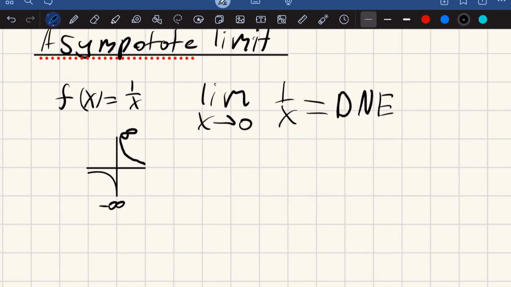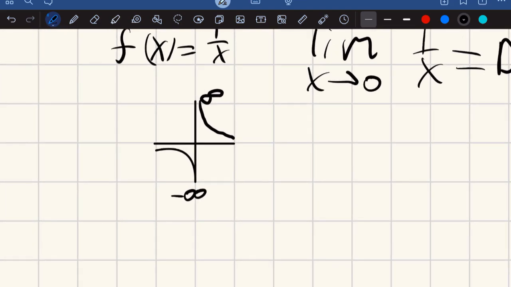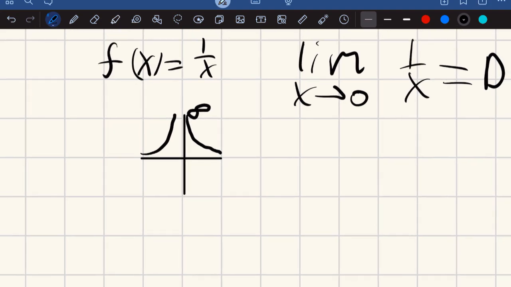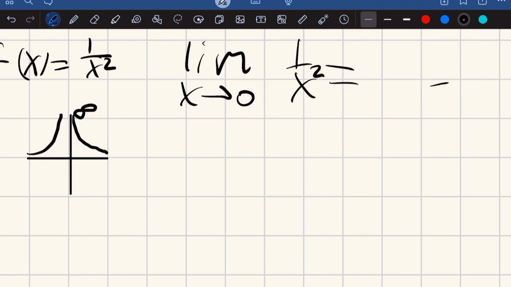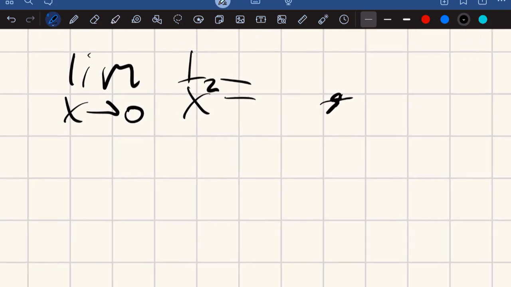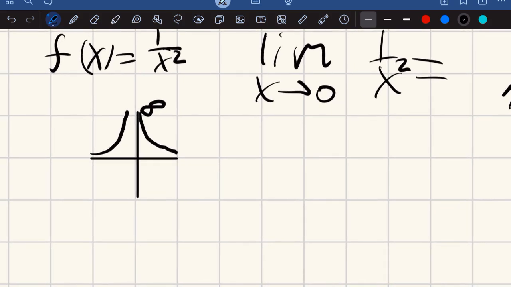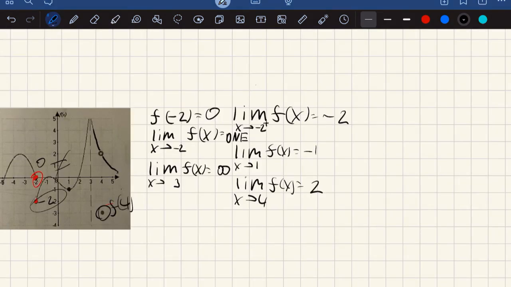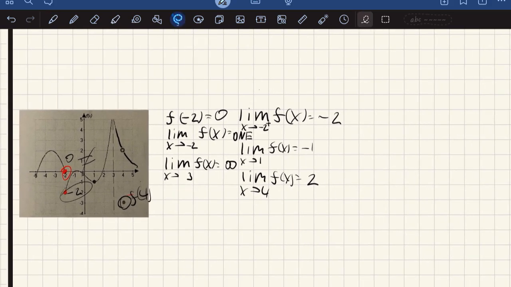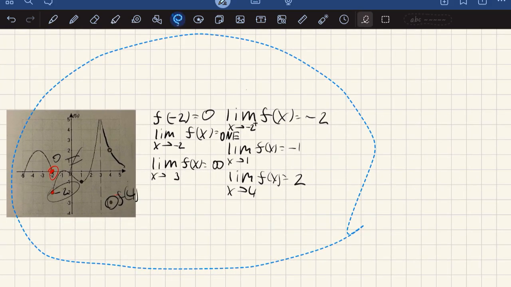But now, what if it looked like this? What if it looked like that? Now the function would be 1 over x squared. And since the limit from both left and right side is infinity, this would be equal to infinity. I hope you see why I like it. It's a very simple problem. But let's get back to it.